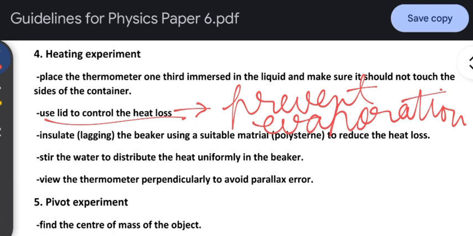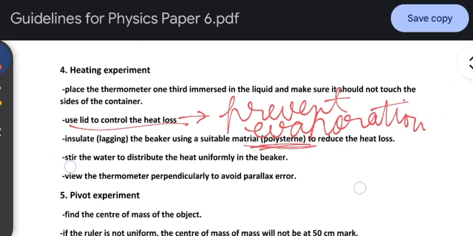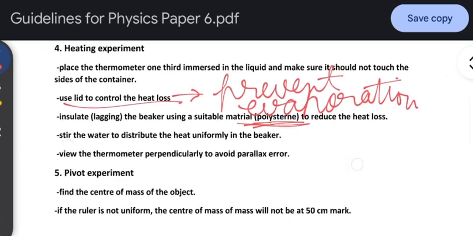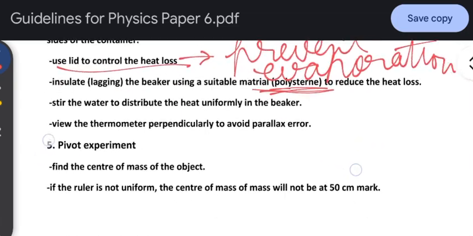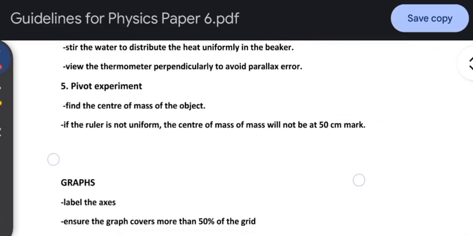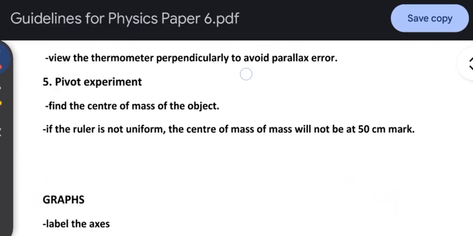Then next you can say insulate the beaker using a suitable material, polystyrene, to reduce the heat loss. Remember the word polystyrene. You can write it for any improvement, and even in your plan and experiment questions if a thermometer question shows up. Then next we have stir the beaker to distribute the heat evenly. View the thermometer perpendicularly, again to avoid parallax error.